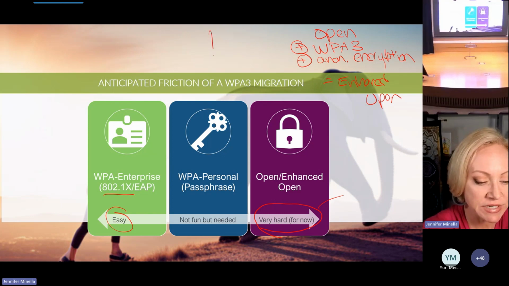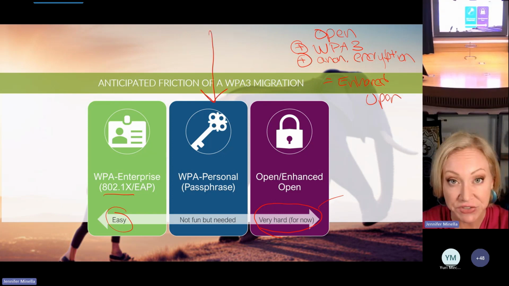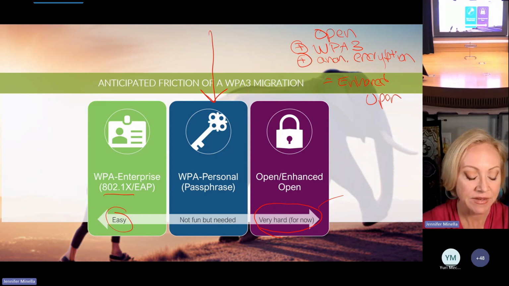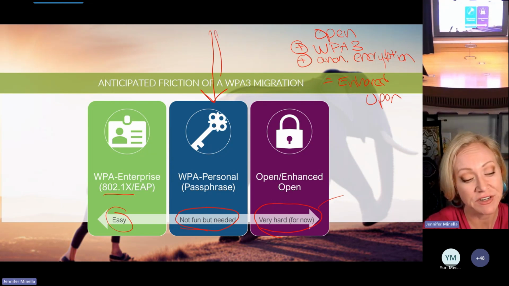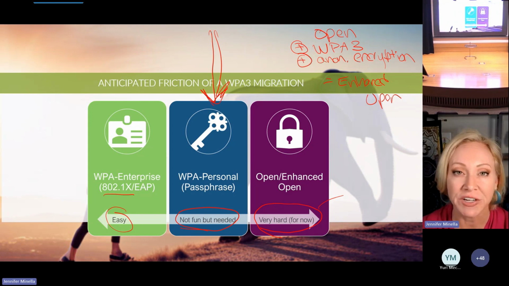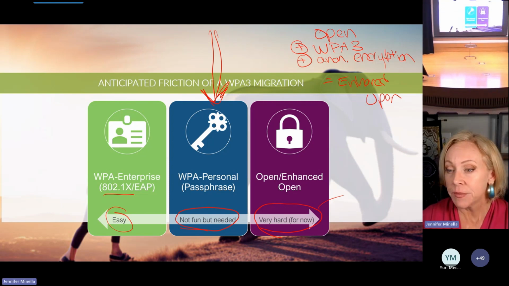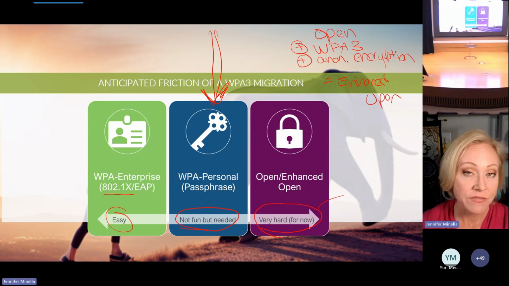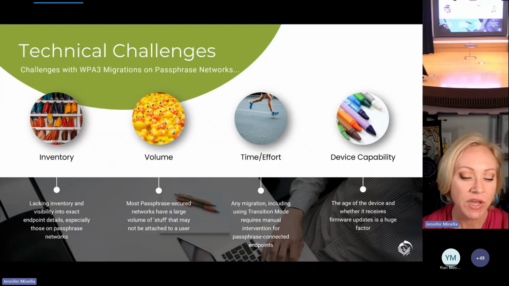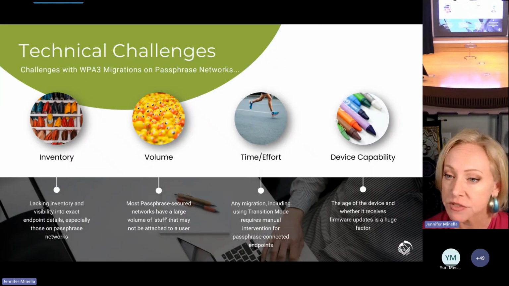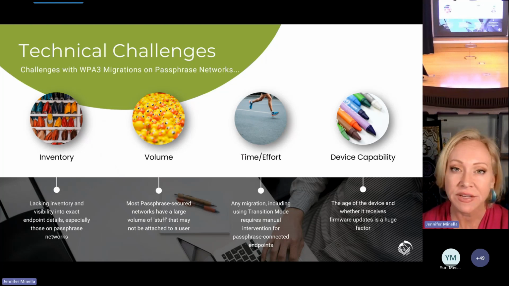So then the big juicy piece here is that personal or passphrase based network we've been talking about. It's not fun, and I'll tell you why it's not fun, but it is needed, because this middle section here is where we get so much of the benefit from WPA3. So let me talk through what I think are 4 or 5 of the main technical challenges. Specifically, I'm going to focus on the passphrase network, and then I'm going to come back around after this and fold back in some of the other stuff with the enterprise networks. 4 main things here.